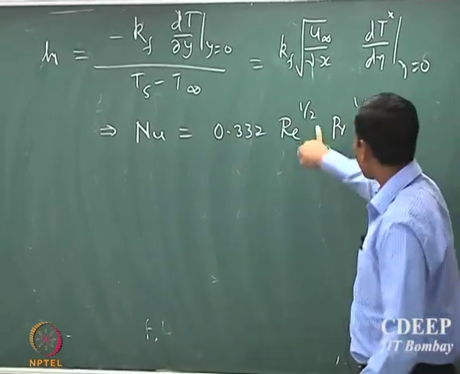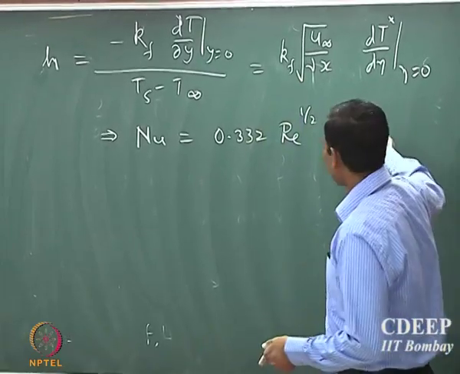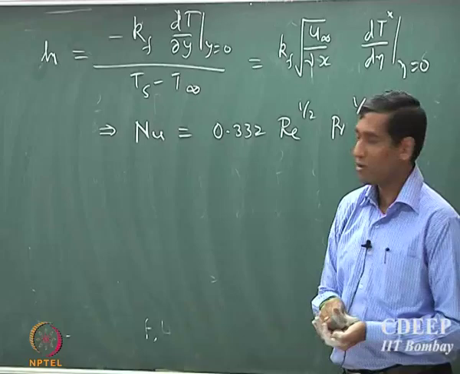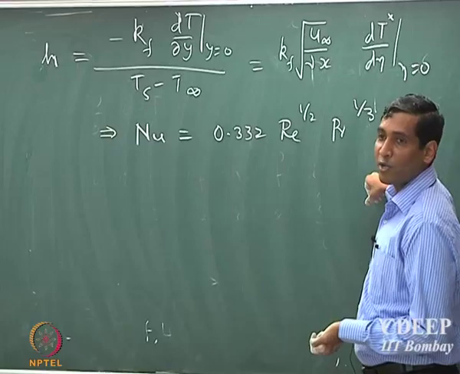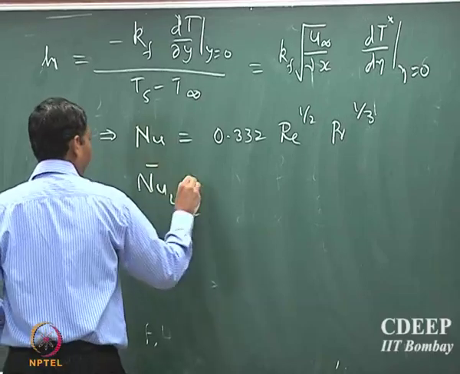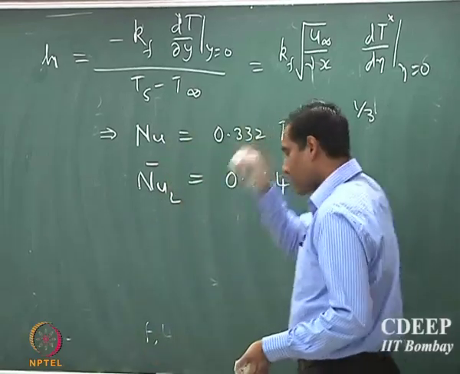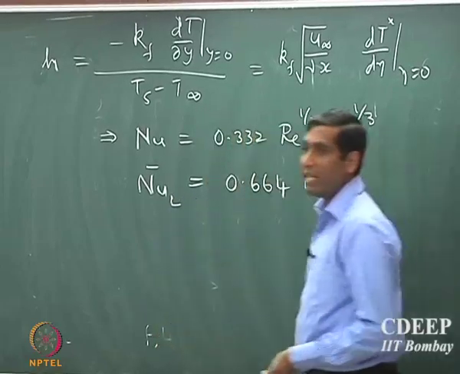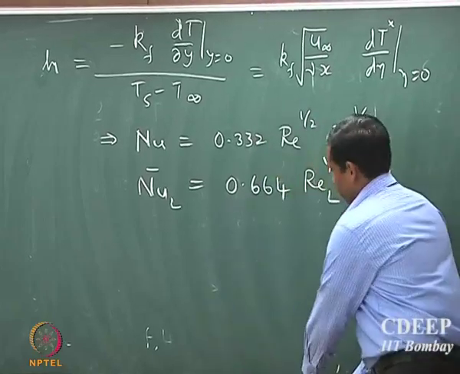Okay. So this half comes from the scaling that you use for eta and 1 by 3 comes from the gradient of temperature at the boundary. Okay. So the first time you are seeing a complete functional form for Nusselt number, and similarly you could find out what is the average Nusselt number. So that will once again turn out to be 0.664 into Re to the power of half. This is based on the length of the plate multiplied by Prandtl number to the power of 1 by 3.